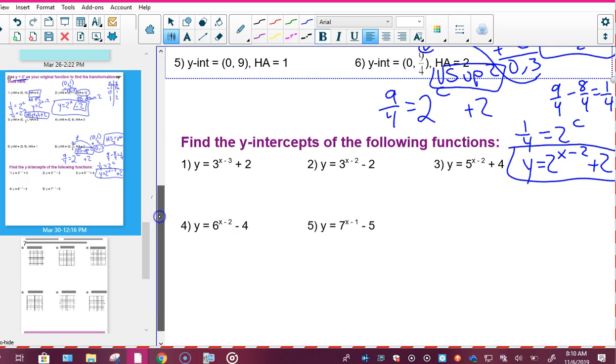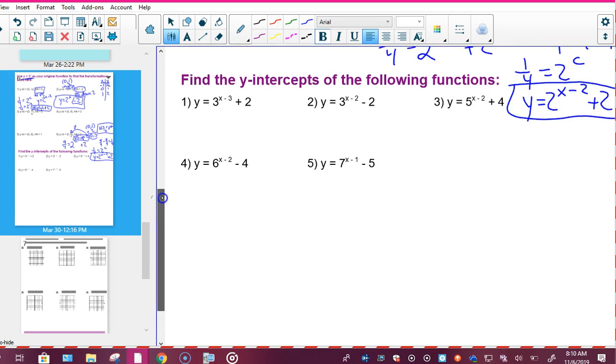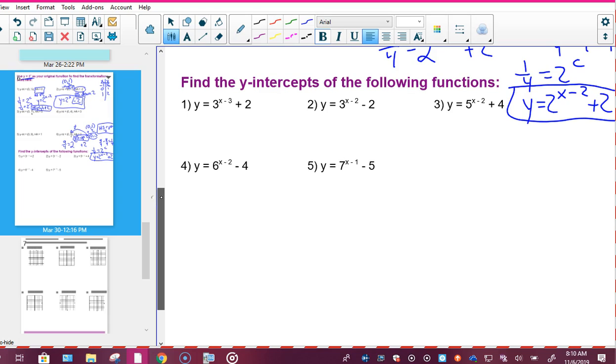Now, in those you were given your y-intercept and a horizontal asymptote, and you had to find your function and your transformations. In these, you just have to find your y-intercept. How would you do that? Set x to 0. So for all of these, they're going to be fractions. I'm just going to do 1 because they're all going to be about the same. If I put 0 in for x, that would give me 3 to the -3 plus 2.